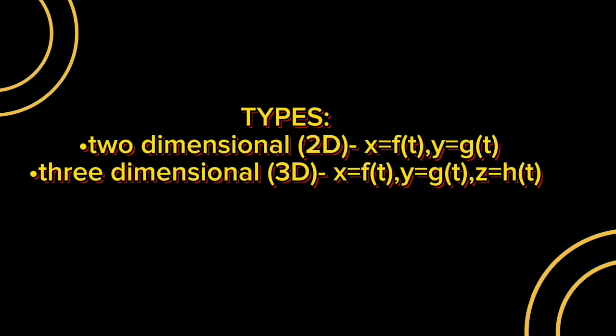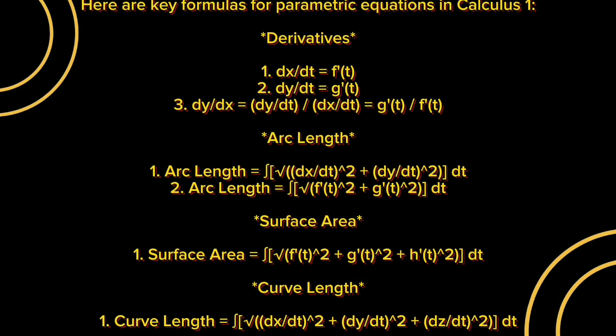Parametric equations have types of dimensions, which are 2-dimensional and 3-dimensional. But parametric equations can represent curves in higher dimensions, 3D, 4D, and so on. Here are the key formulas for parametric equations in Calculus 1.